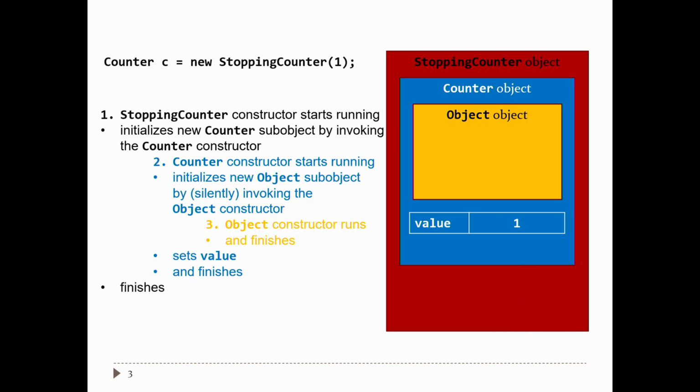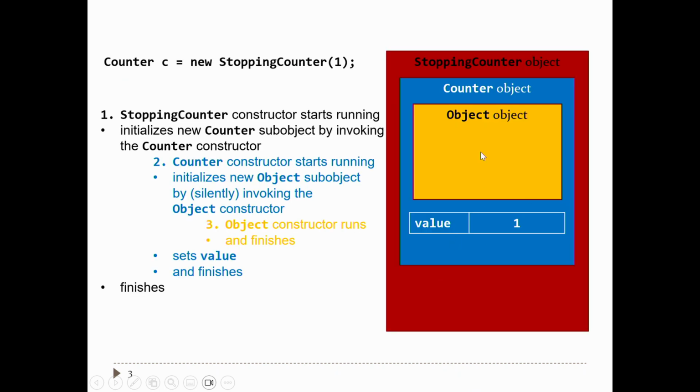The stopping counter constructor doesn't do anything. The only line in the stopping counter constructor is the call to the counter constructor. And so the stopping counter is now completely initialized. Notice the order in which things are initialized. When you make the stopping counter, it's the object part that gets built first. That's followed by the counter part of the object, and only when the counter part is finished being constructed can the stopping counter constructor finish initializing the stopping counter part. So the objects are built from the inside out.